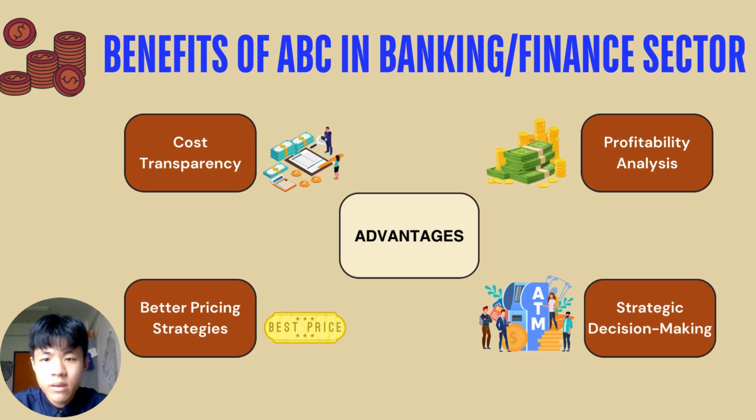So the first benefit is cost transparency. ABC helps banks and financial institutions understand the true cost of their services and products, and it helps them to identify high cost and low margin offerings.